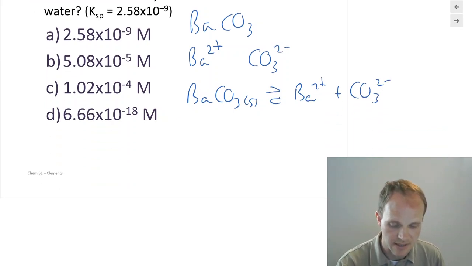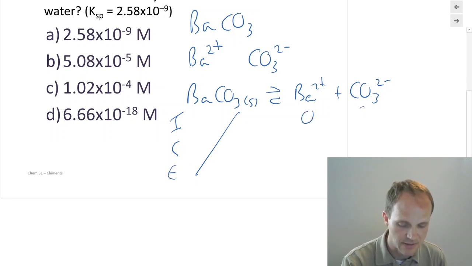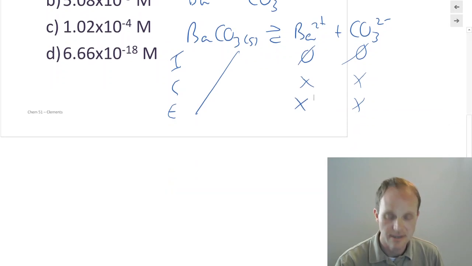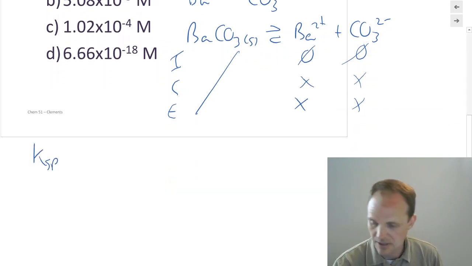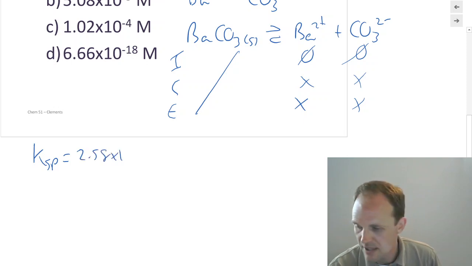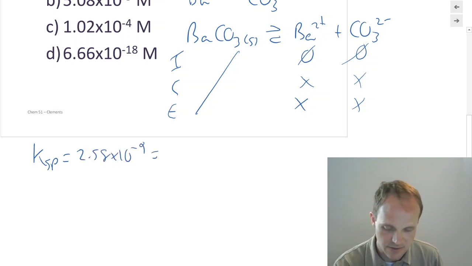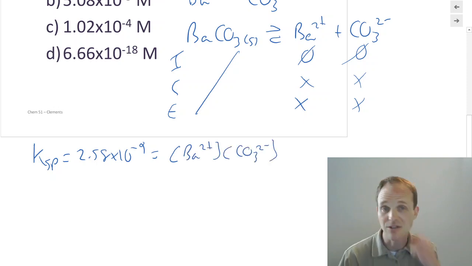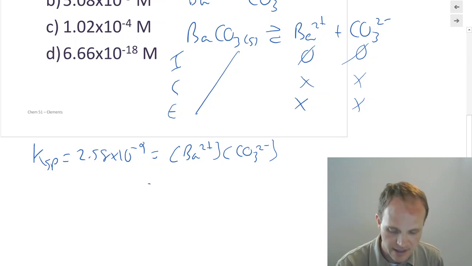We do our ICE table. It looks like the ones we did on the last slide, pretty similar. 0, 0, x, x, x, x. And so we get our Ksp value of 2.58 times 10 to the minus 9 is equal to the concentration of Ba2+ times the concentration of CO3 2-, just our standard equilibrium expression. And then we plug those things in.